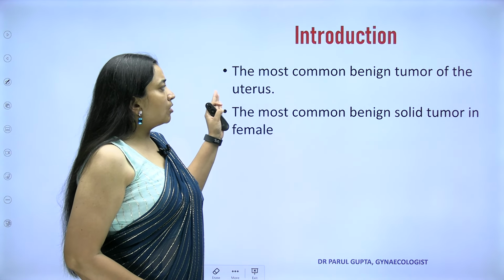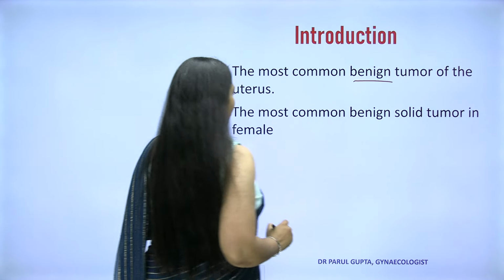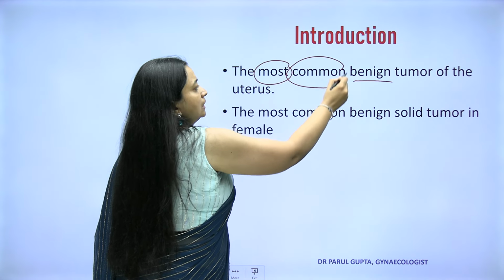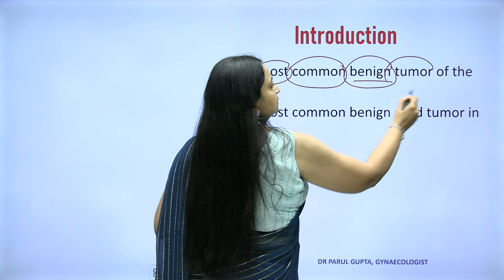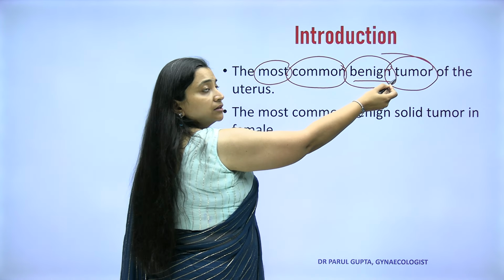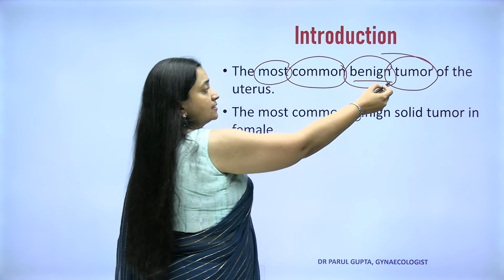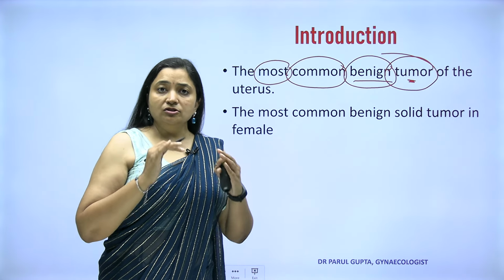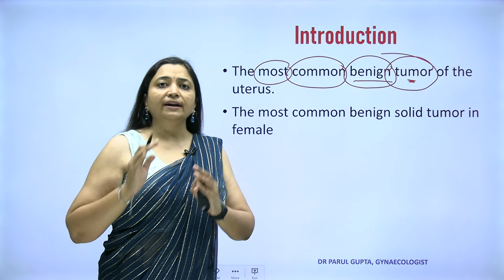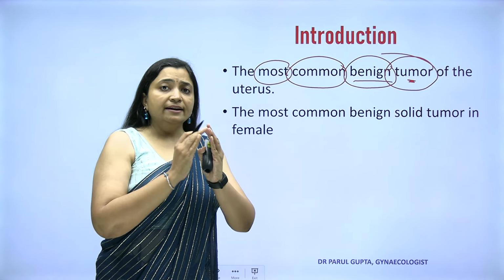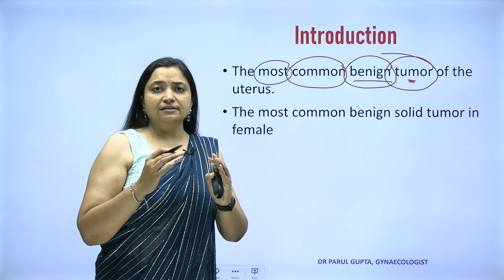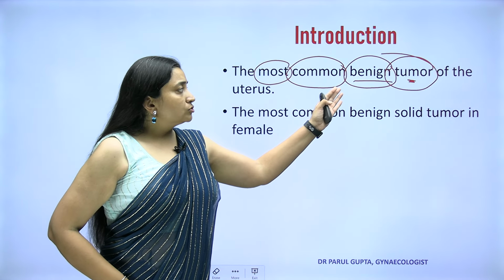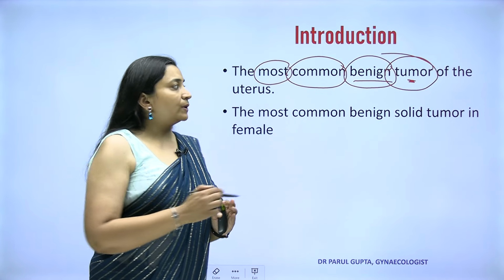So this is the most common benign tumor of the uterus. What does that mean? Most common, benign and tumor. Tumor means, as all of us have read in pathology, an abnormal growth of the cells of a normal organ. That growth can be benign or malignant. Benign means it will stay at its own place and it will not cause a cancerous growth per se. In a few percent of cases it may turn malignant, but in most cases it will stay at its place. That's why it is benign.